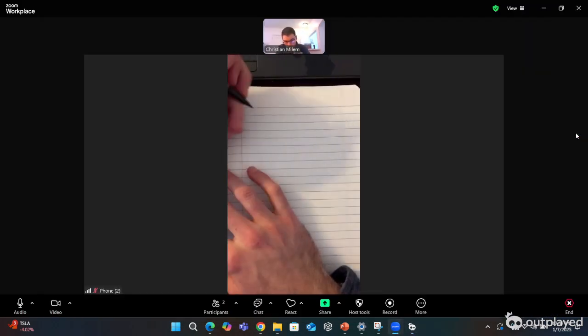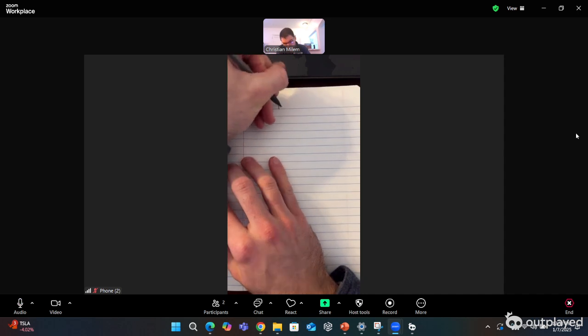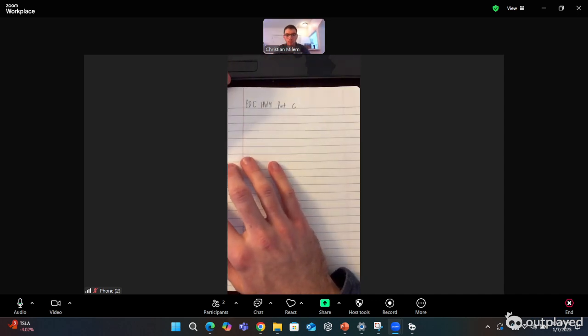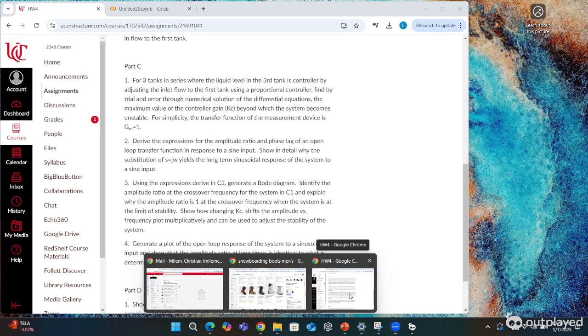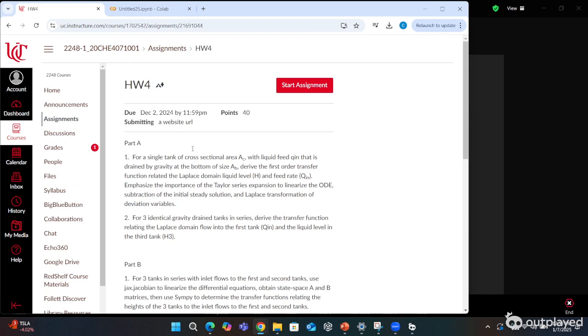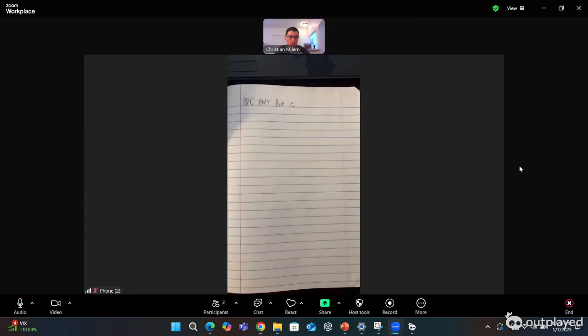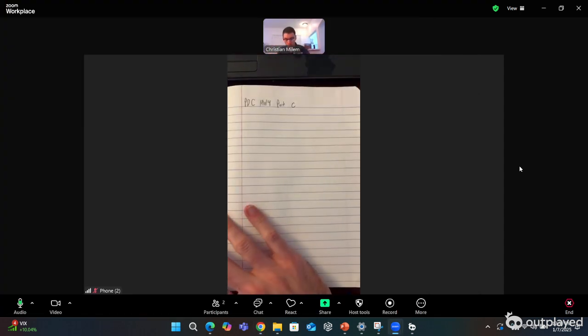All right, Process Dynamics and Controls, work for Part C. So this is kind of looking at the same situation that we had in Part A, so we're doing the Laplace transforms and everything. But now we have a controller, using a proportional controller, and then we also have a measuring device. So we'll go ahead and write out what that closed loop is.